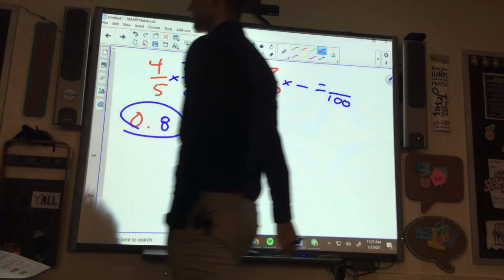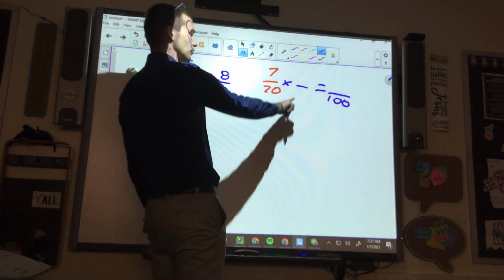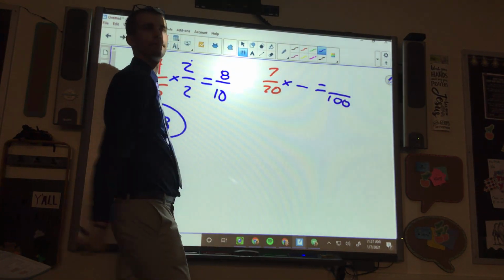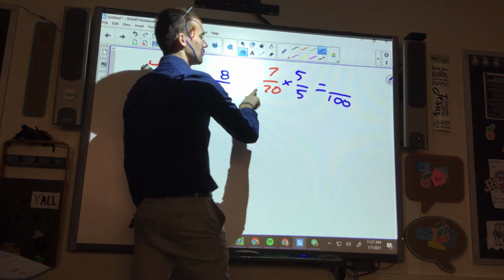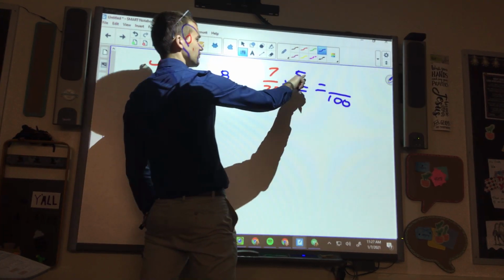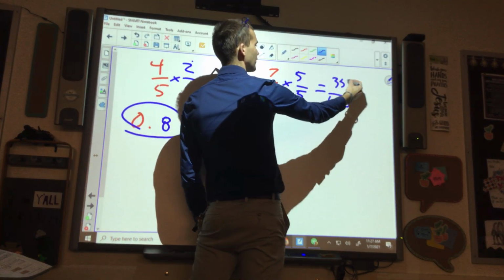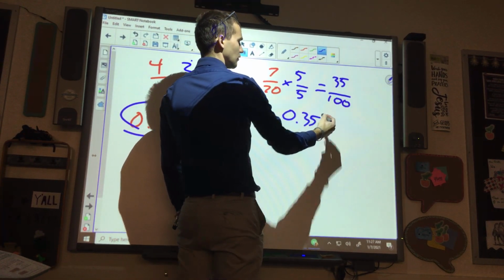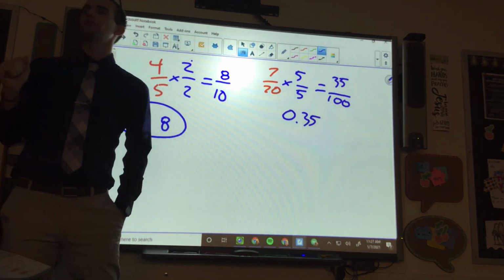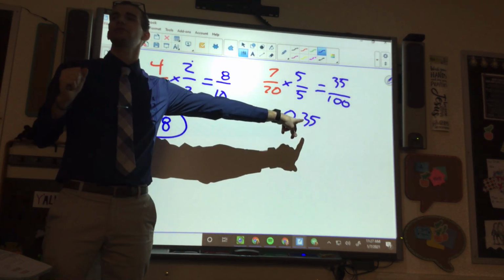0.35. Yes, 0.35. So what do we have to multiply by on top and the bottom? 5 over 5. 20 times 5 is 100, 7 times 5 is 35. 35 over 100 as a decimal is 0.35. Say it, 35 hundredths.